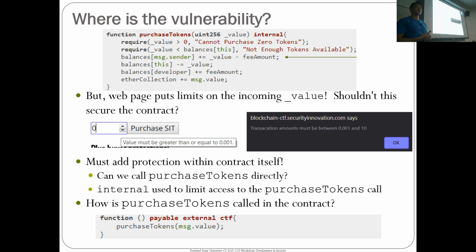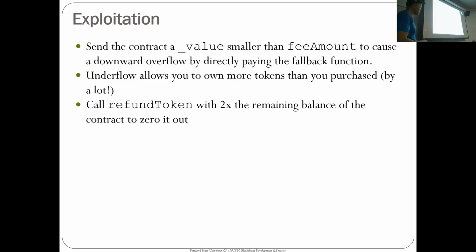Questions? Because that's what you'll be doing, hopefully soon, if I can hustle through here. So you send the contract a value smaller than the fee amount to cause a downward underflow. And then the underflow allows you to own more tokens than you purchased, by a lot. Then you can call refund token with 2 times the remaining balance of the contract to zero it out. Because you're doing a 2-for-1 swap, you have to calculate exactly how much that would be to wipe out the contract, which I'll go through in this walkthrough.